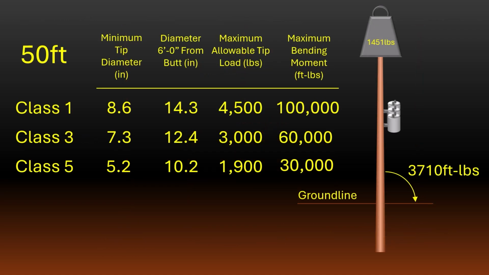If we add the 594-pound pole tip vertical load to our pole, we end up with a total vertical load, including our transformer bank, of 2,045 pounds. And as you can see, this exceeds the maximum allowable pole tip load of our Class 5 pole. So for this type of construction, a Class 5 pole would definitely be out. We would need to use, at minimum, a Class 3 pole for this type of application.